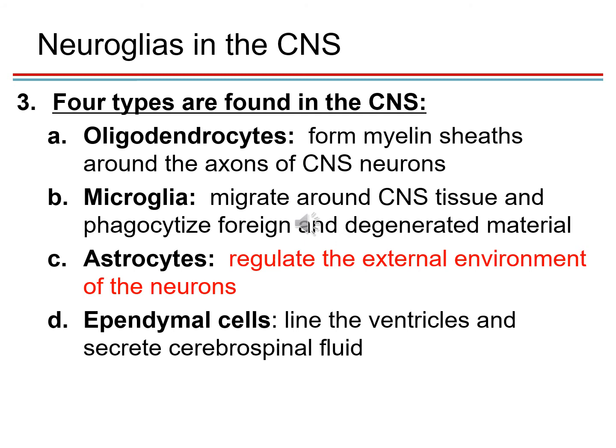Finally, the astrocytes. The astrocytes have a very important function, which is to regulate the external environment of the neurons. And I will use one particular slide to describe the really large variety of functions of the astrocytes by themselves.